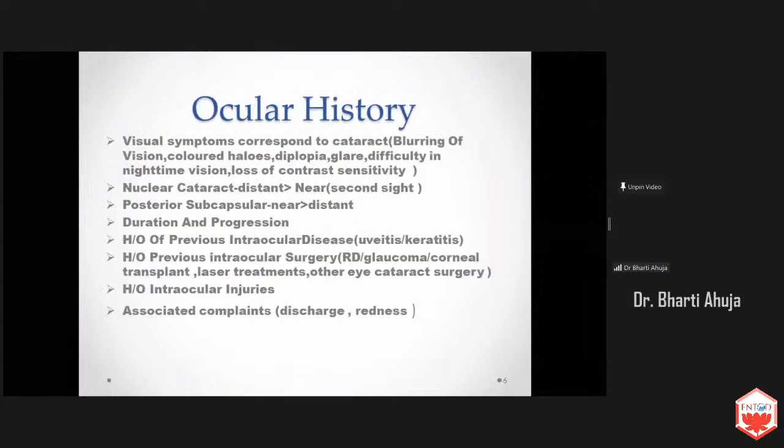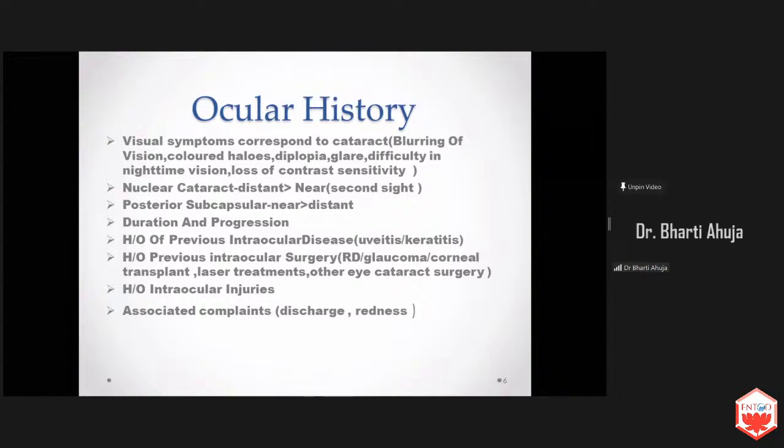Ocular history: as we are talking about cataract, the history should be noted as per visual symptoms, blurring of vision, colored halos. Some patients complain of uniocular diplopia, glare, difficulty with nighttime vision, and sometimes the patient can speak about the loss of contrast sensitivity also. If there is a nuclear cataract, the diminution of vision will be more for distance as compared to near, while the diminution of vision is less for near and distance both in cases of posterior subcapsular cataract. Duration and progression should be noted.